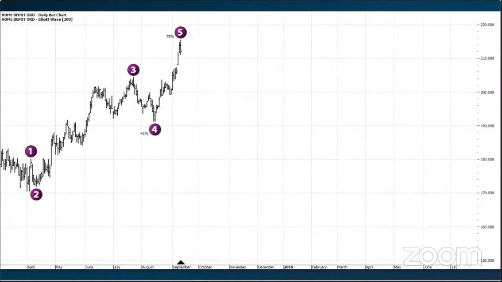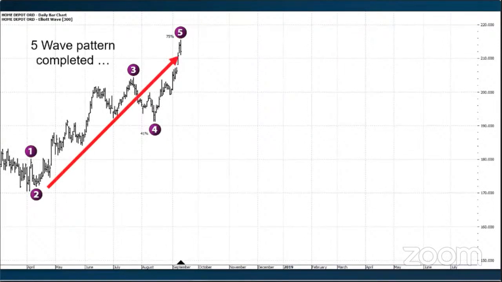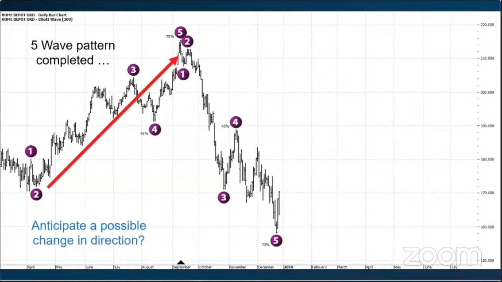Here's another example. So what do we talk about when we were talking about the impulse pattern? When a wave 5 is completing, what's likely to happen? A change in direction. You anticipate that as you see the wave 5 coming to an end. Now that correction or change in direction can take different forms. It can be a complete new impulse pattern in the opposite direction. It's still the same 5-wave pattern, but moving in the other direction.